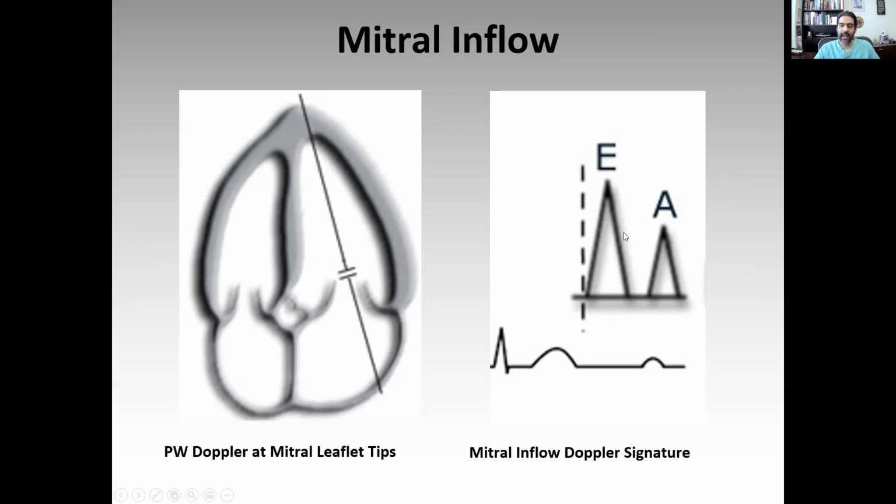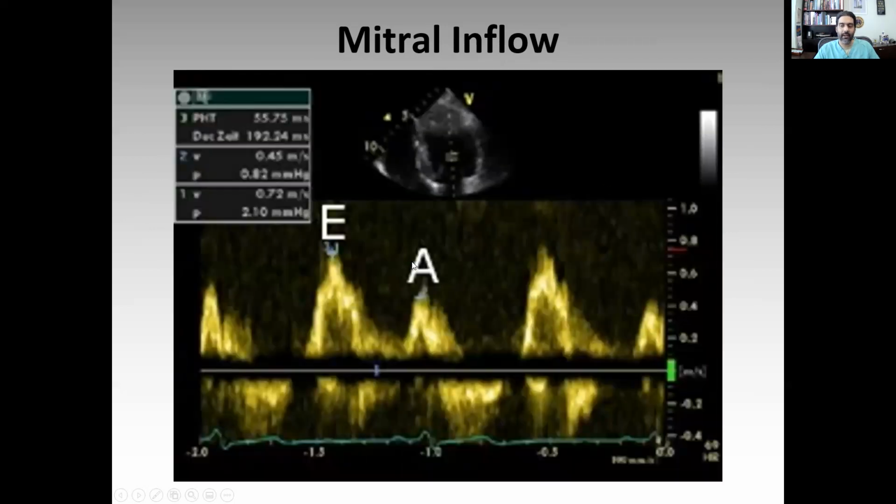So we're interested in looking at passive inflow, because what we're trying to see is whether the extracardiac compression that may be there from an effusion or something like that is causing impairment in passive filling of the ventricle. So we look at the E wave. And specifically, here is what it looks like in real life.